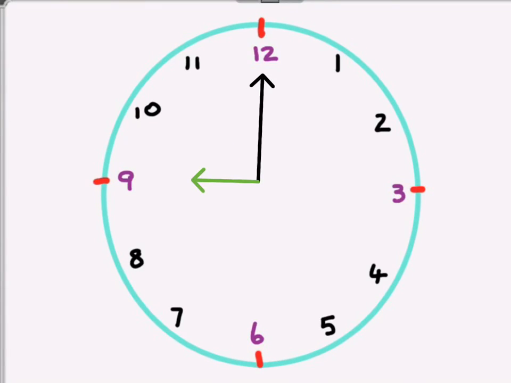And the last one for our o'clocks, we know it's o'clock. Why? Because the minute hand's pointing at 12. And what is the hour hand pointing at? It's pointing at 9. So we're going to say this is 9 o'clock. And if you want to know how to write o'clock, let's show you quickly. So if we were to write 9 o'clock, we would write it like this.